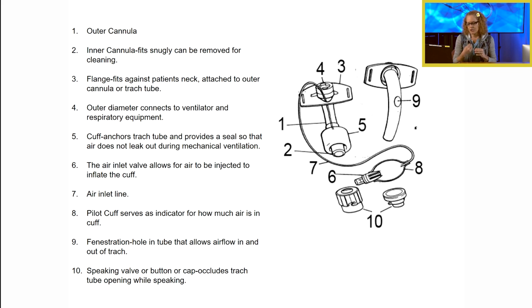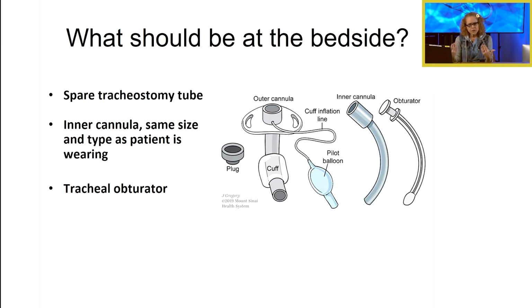Number 9 is fenestration. It's a hole in the tube that allows airflow in and out of the trach. And number 10 is a speaking valve or a button or a cap, all referred to as those names, which occludes the trach tube opening while giving the patient the opportunity to then speak. So, what should be at the bedside when you have an individual who has a trach?